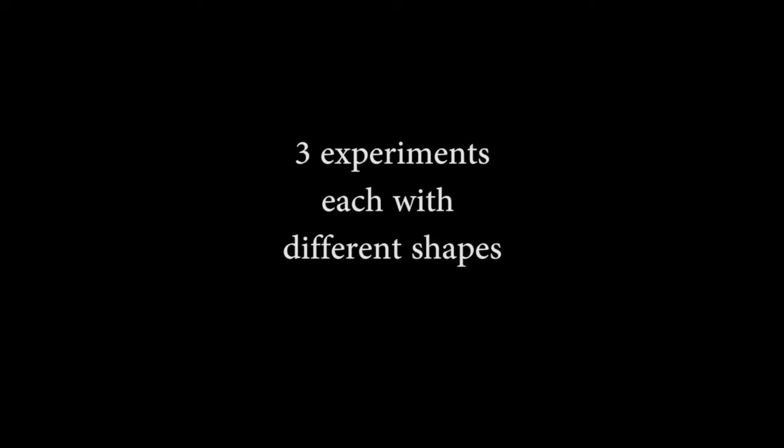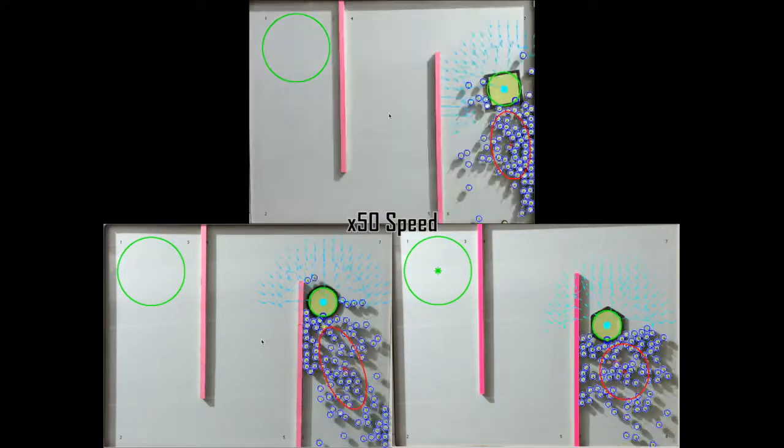Object shape affects the time required by the swarm to complete the task. Here, 3 different objects have been tested: a green square object in the top, a circular object at the bottom left, and a hexagonal object at bottom right. Each trial used the same algorithm and programming.